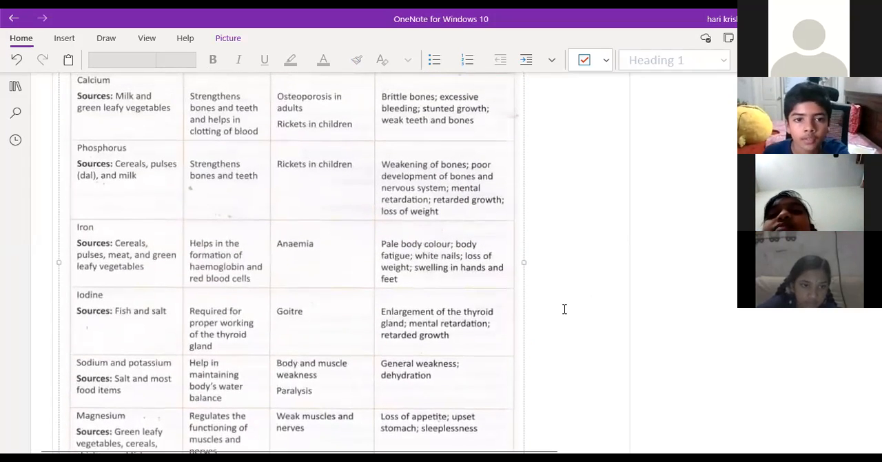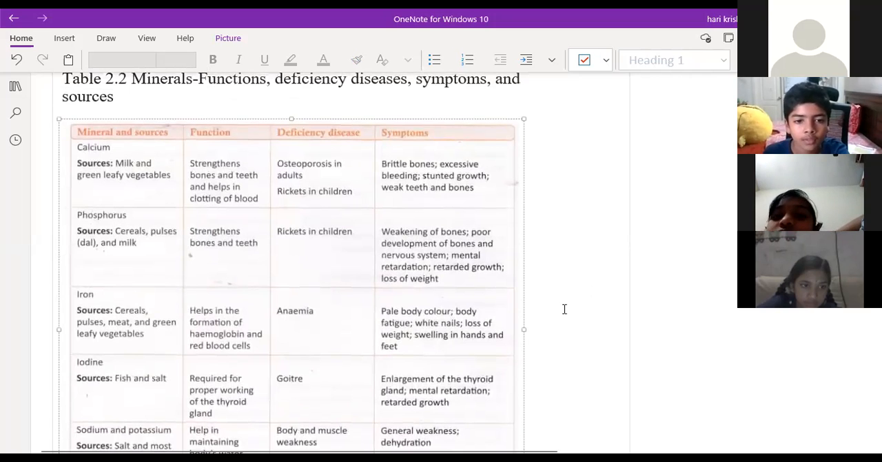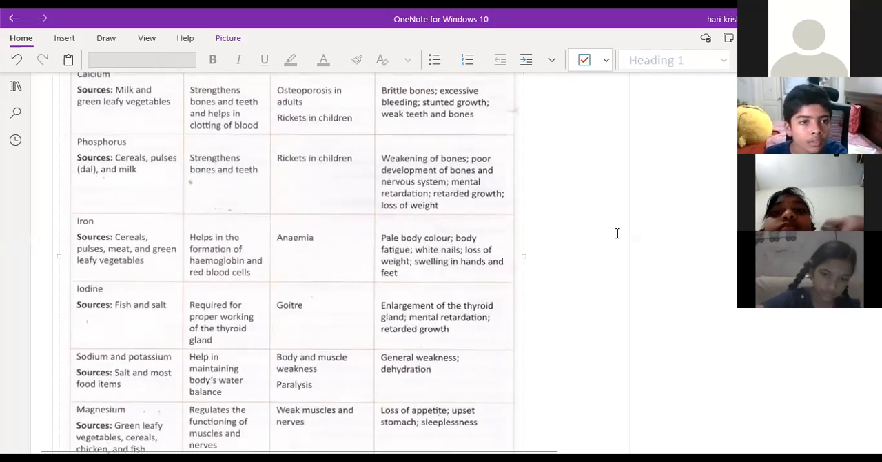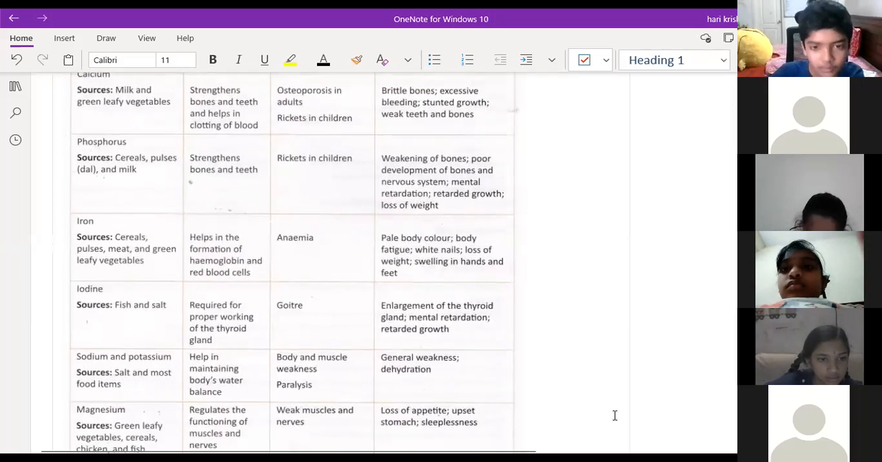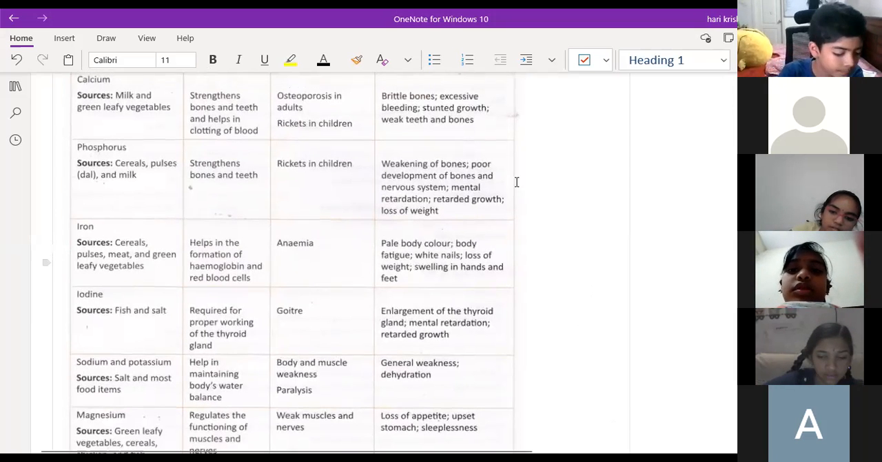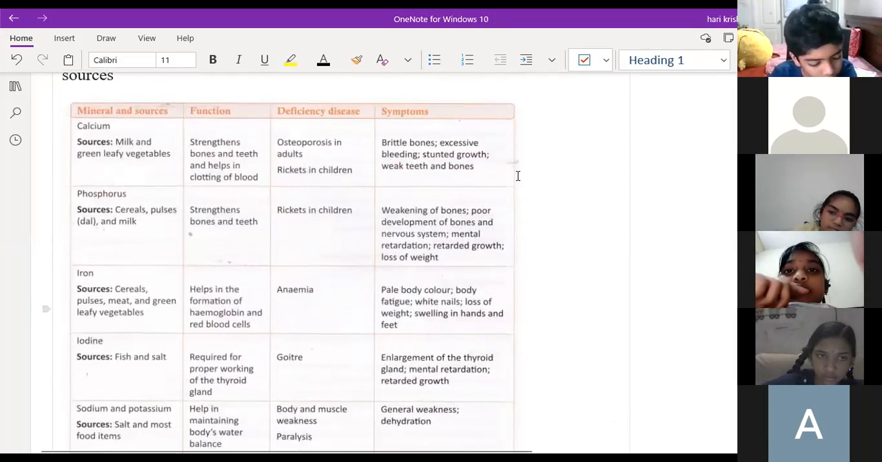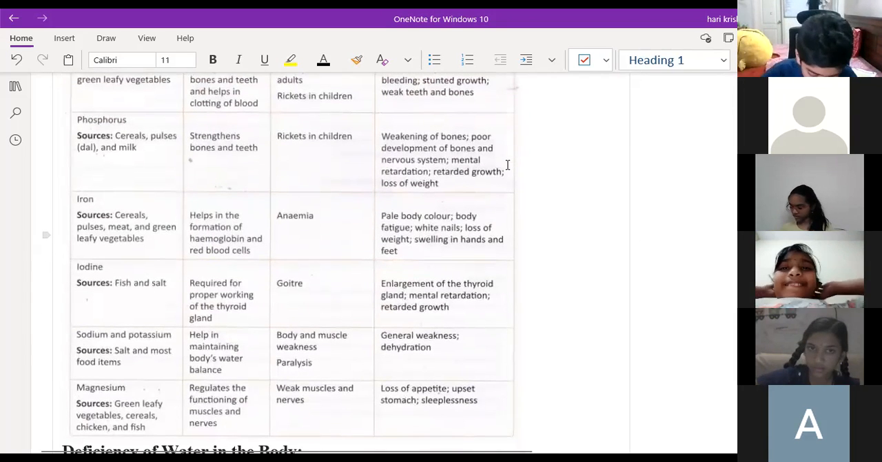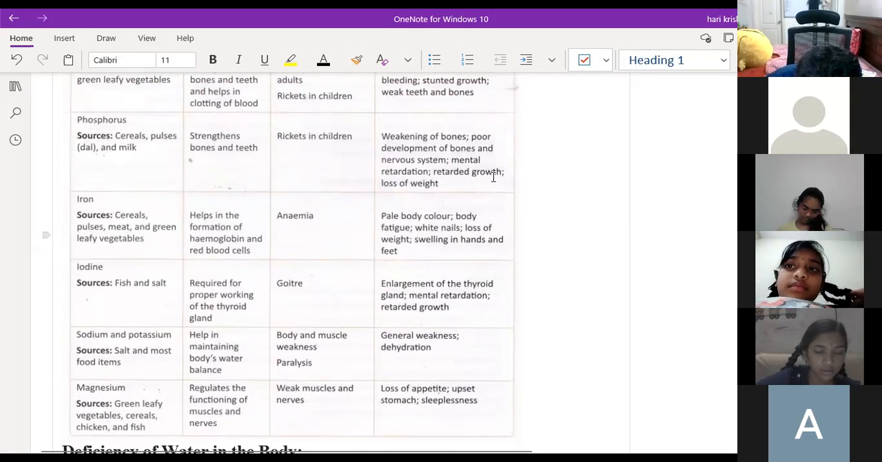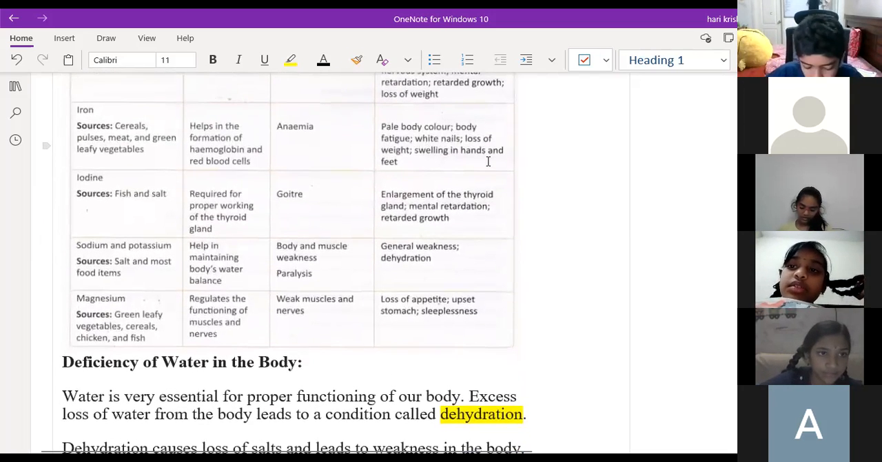Okay, so you don't need to search anywhere. Just copy this itself, the minerals and the functions of the minerals. I have given the homework for you, right? The remaining things we'll study slowly one by one. If I give all at the same time, it will be difficult for you, right?